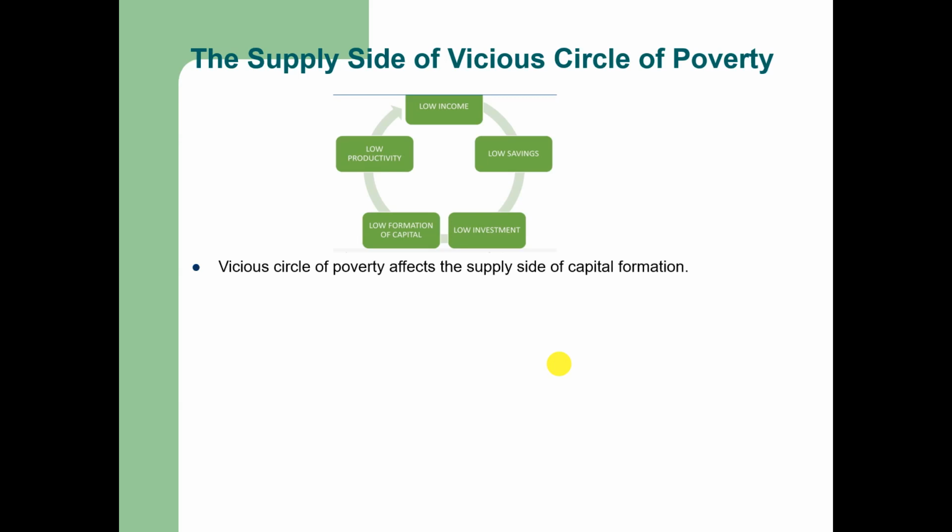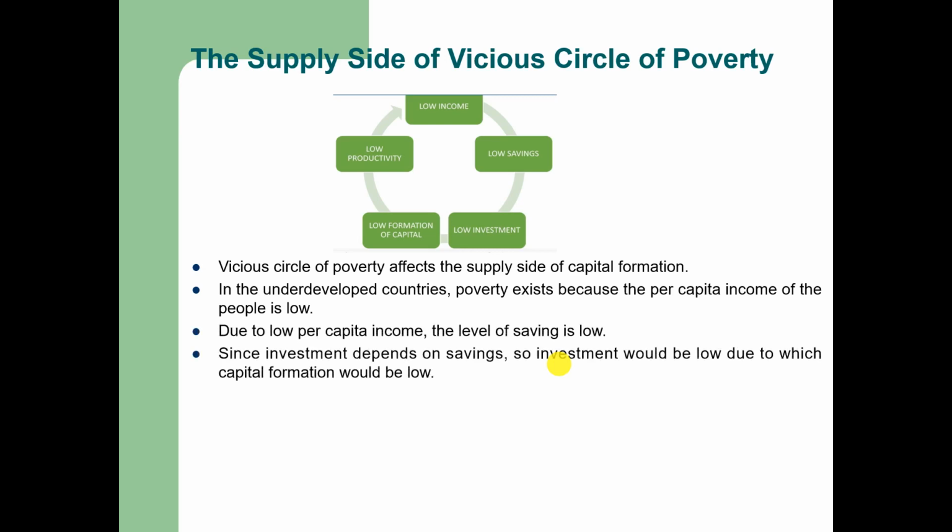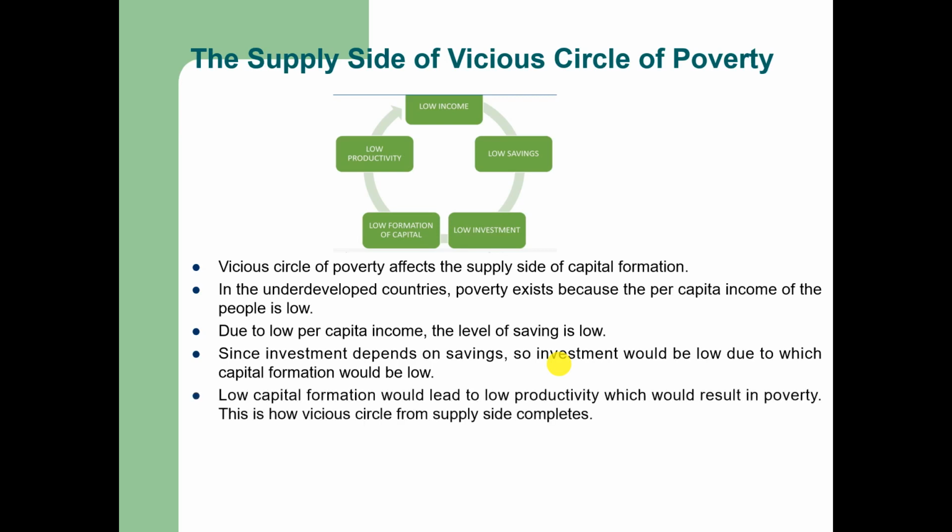So the vicious circle of poverty affects the supply side of capital formation, as we just explained in this figure. Usually in the less developed countries, poverty exists because the per capita income of people is low, as I just explained, and due to low per capita income, the level of saving is low, and since investment depends upon saving, investment would be low, due to which capital formation would be low, and low capital formation would lead to low productivity, which would result in poverty. This is how the vicious circle of poverty from the supply side completes.